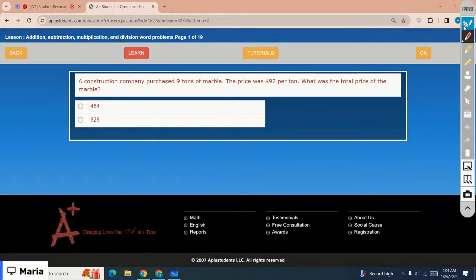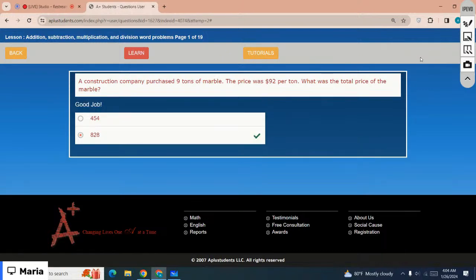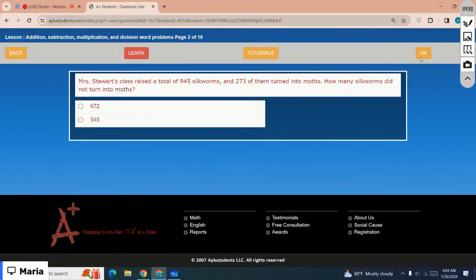Whenever you have to calculate the price of more than one thing, you need to multiply the number of items by the price of one thing, right? So you have to do 92 times 9. Got it? So 9 times 2 is 18, 8 and 1 carry. 9 times 9 is 81, and 1 is 82. So that is 828. That means the price of 9 tons of marble is $828. Basically you need to understand the question. You have to understand which operation you're going to perform and then you have to perform the operation.